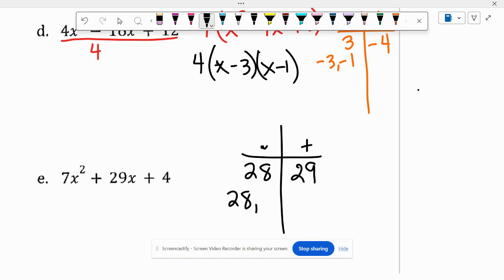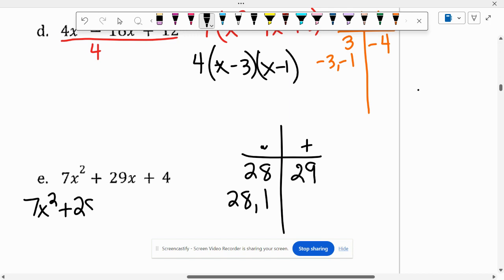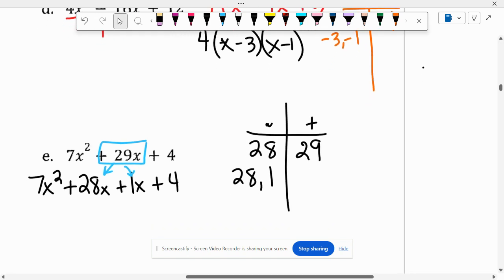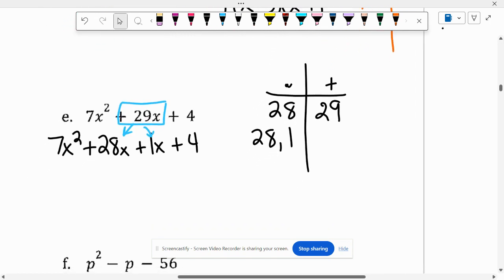28 and 1. So factor by grouping, 7x squared plus 28x plus 1x plus 4. Again, all I'm doing is getting rid of the middle term, 29x, and rewriting it as two other terms that would combine to that, but I need to have 4 terms, right? If I'm going to factor by grouping, I have to have 4 terms.